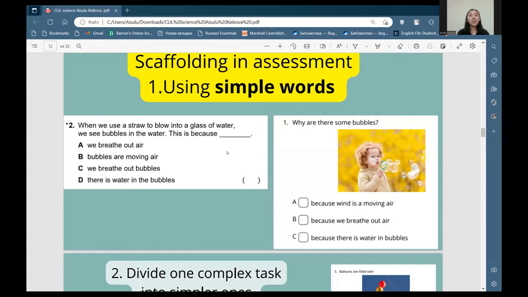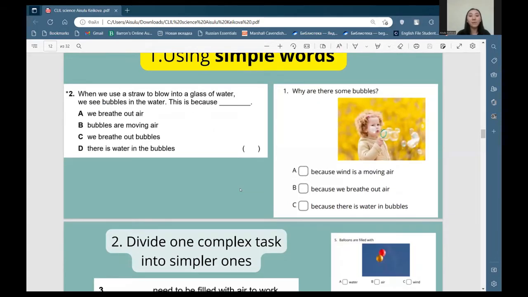So what I decided to do is replace them with simple words. Why are there some bubbles? I also added some visuals, and then gave simple answers with some repetition of phrases, for example: probably because wind is moving air, B; yes, because we breathe out air, A; because there is water in bubbles, D. So I do not change the content, I just present it in a different way.